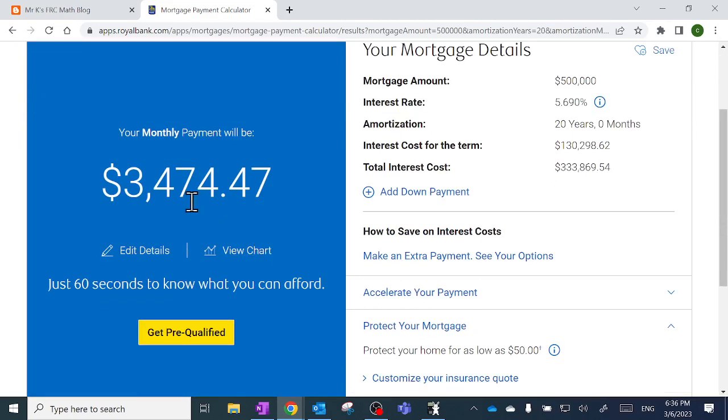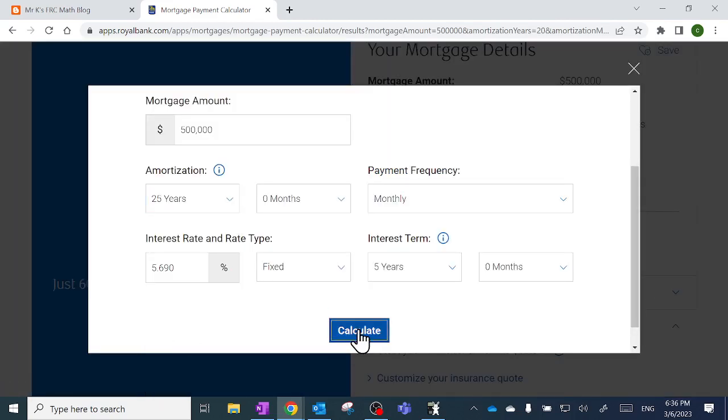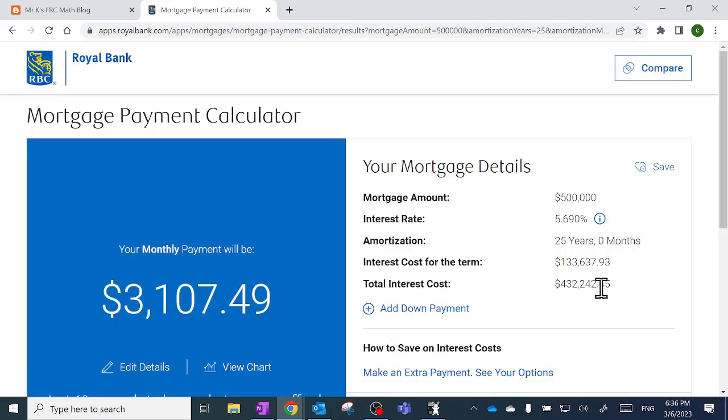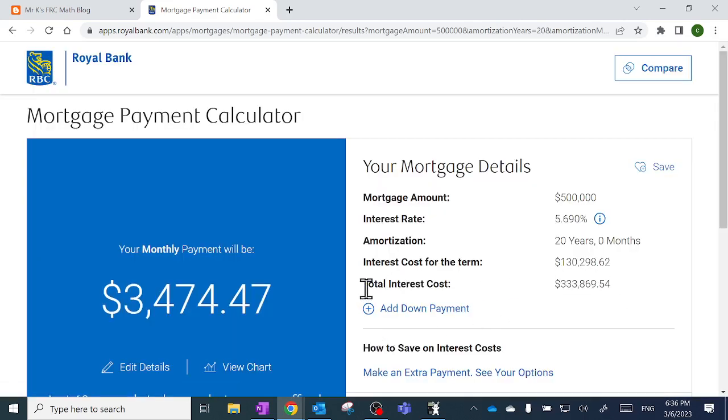So I went from, what was it again? It was $3,100. So like about $300 more a month. But did you notice this? Notice the difference in how much less interest it is? If you can't remember the number, let me go back. If I went to a 25-year mortgage, like it was originally, it was $432,000 in interest. But if I go to a 20-year mortgage, yes, I'm paying more a month, but it's almost $100,000 less interest I'm paying to the bank.